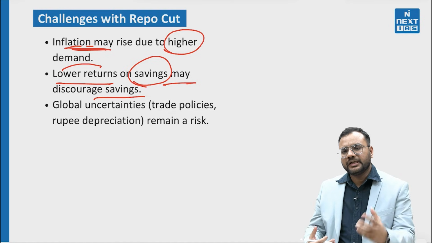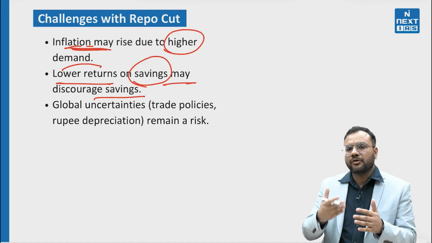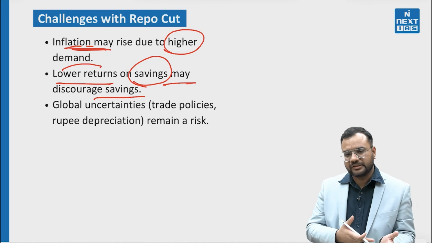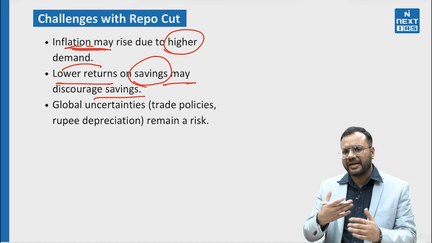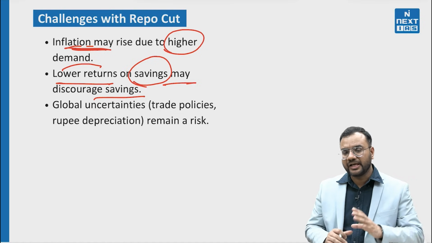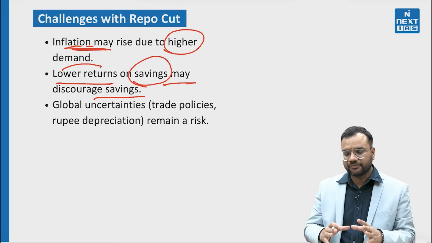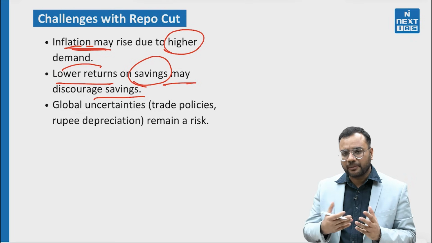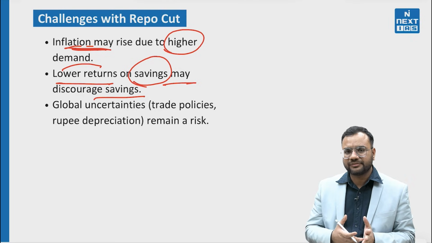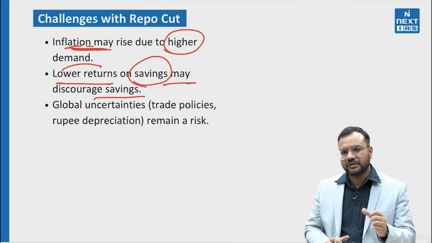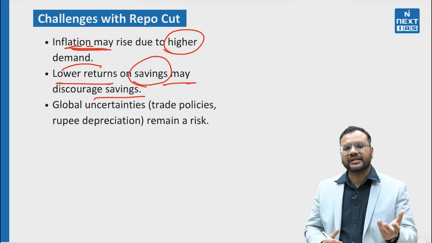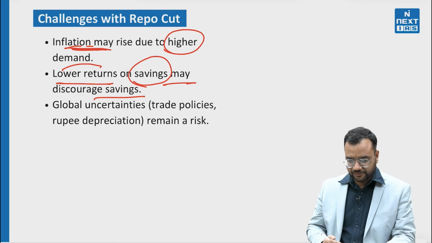Then there are lower returns on savings, which may discourage saving. So what will happen? Interest rate or MCLR is being reduced, as we have seen in the previous slide. Banks will be giving less interest, and due to this there will be discouragement among the people who save money in banks, and that will create the problem of credit inflow in the banks itself.